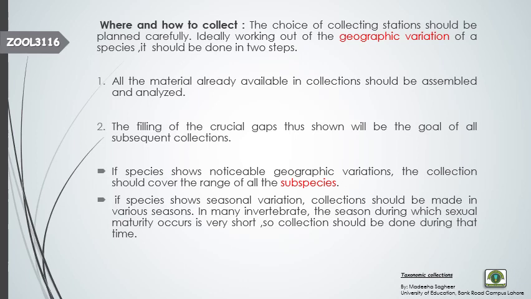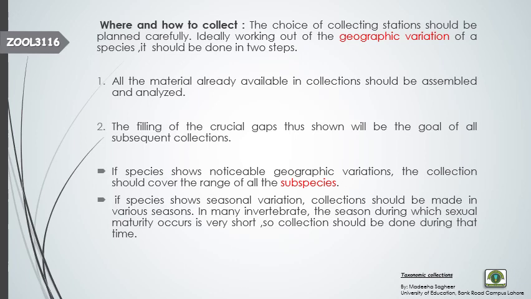Before working on the geographic variations, a taxonomist should collect all the already available material and analyze it. Now, what will happen? This will help you to study the further variations that are present in that particular group, that particular population, that particular species. The filling of the crucial gaps thus shown will be the goal of all subsequent collections.